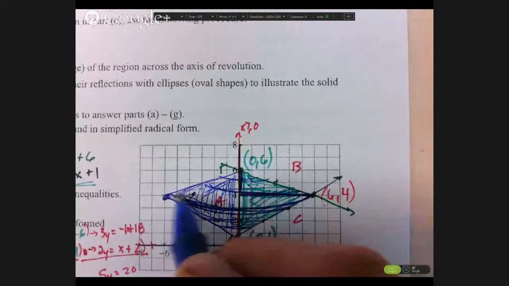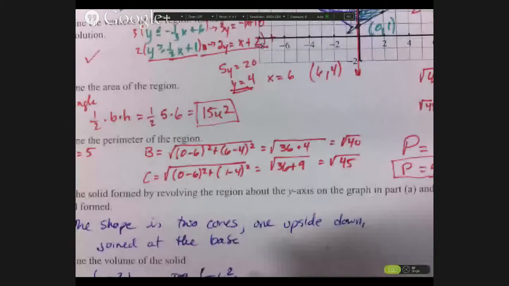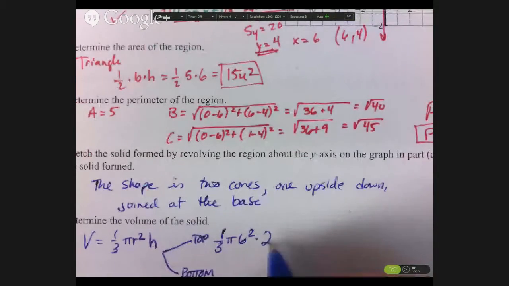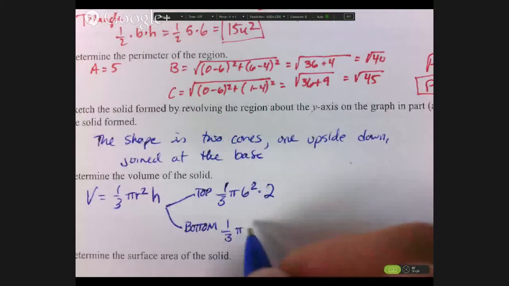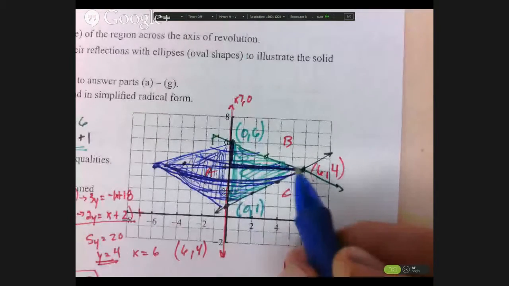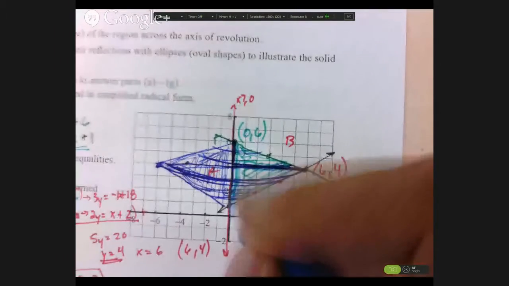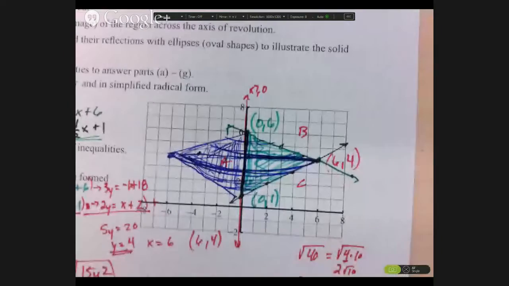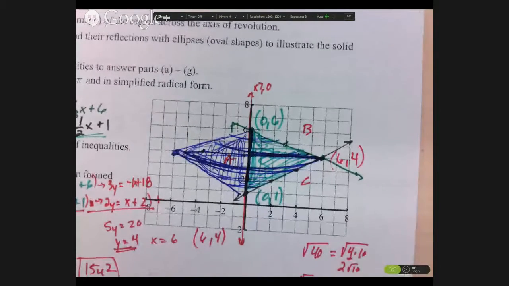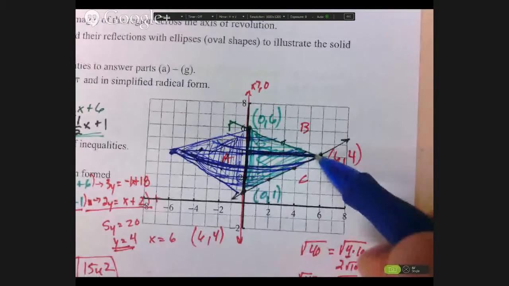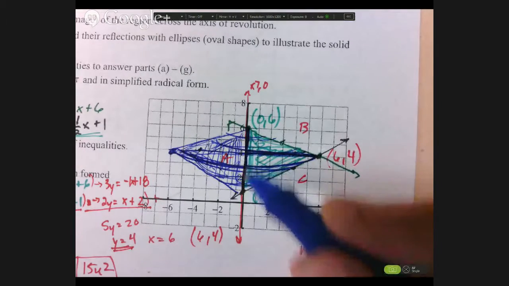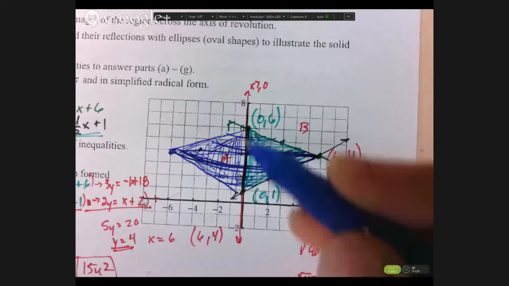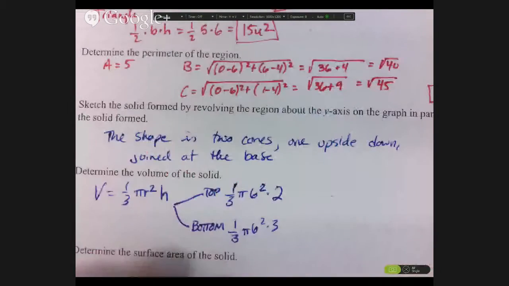Radius. Here's the bottom of it. Height. And then the bottom one, same radius. What's the height of the bottom cone? No, they're not the same. 1, 2, 3, 4. No, 3. 1, 2, 3, because this is 5 tall. That one's 2, that one's 3. Okay.